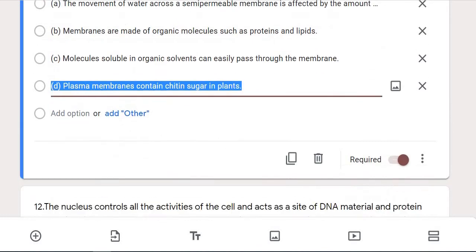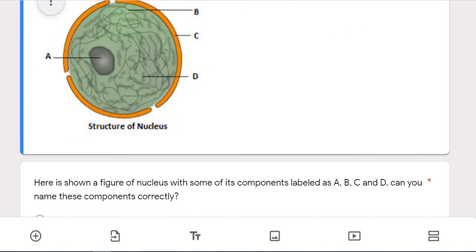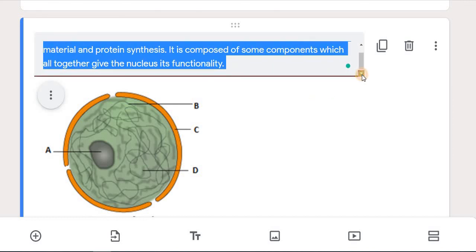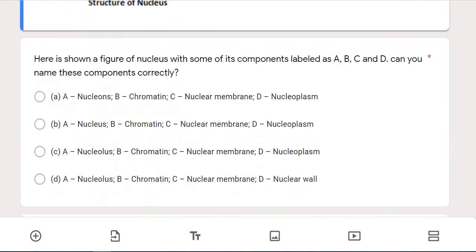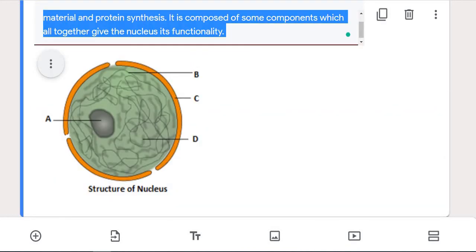Let's move further. Question number 12. The nucleus controls all the activities of the cell and acts as a site of DNA material and protein synthesis. So it is composed of some components which altogether give the nucleus its functionality. Here the names are given. We have to identify the names in this figure. This is the structure of the nucleus. So we have to give the names of A, B, C and D.